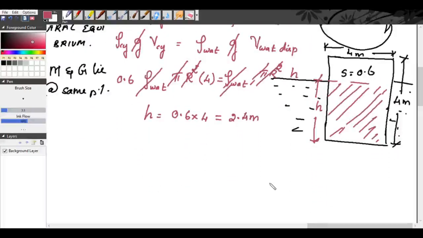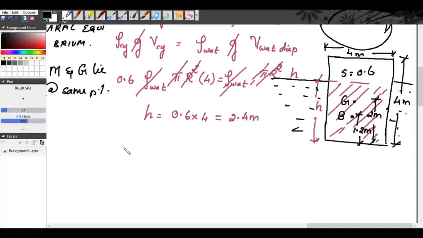Now we will mark the center of gravity. The center of gravity will be 2 meter from the bottom, because 4 by 2 is 2 meter from the bottom. And the center of buoyancy B will be h by 2. So 2.4 by 2, this distance is 1.2 meter.